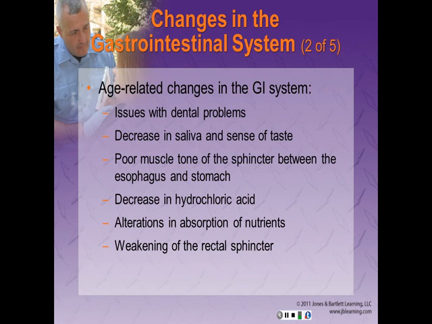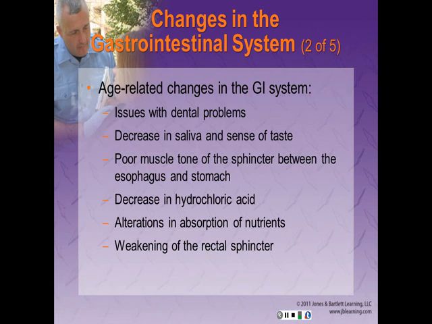Changes in the liver predispose elderly patients to a number of problems, including the realization that the liver, which is responsible for removing toxins and breaking down drugs in the body, shrinks with age. Blood flow to the liver also declines, and there is decreased metabolism. This will have a direct effect on how medications may affect your patient.